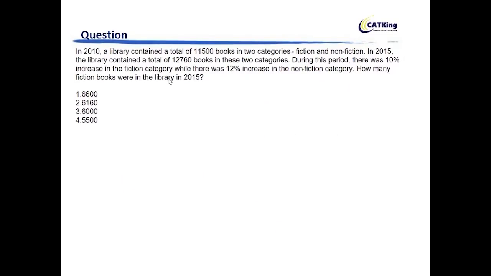In 2010, a library contained a total of 11,500 books in two categories, fiction and non-fiction. In 2015, the library contained 12,760 books in these two categories. During this period, there was a 10% increase in the fiction category and a 12% increase in non-fiction. How many fiction books were there in the library in 2015?